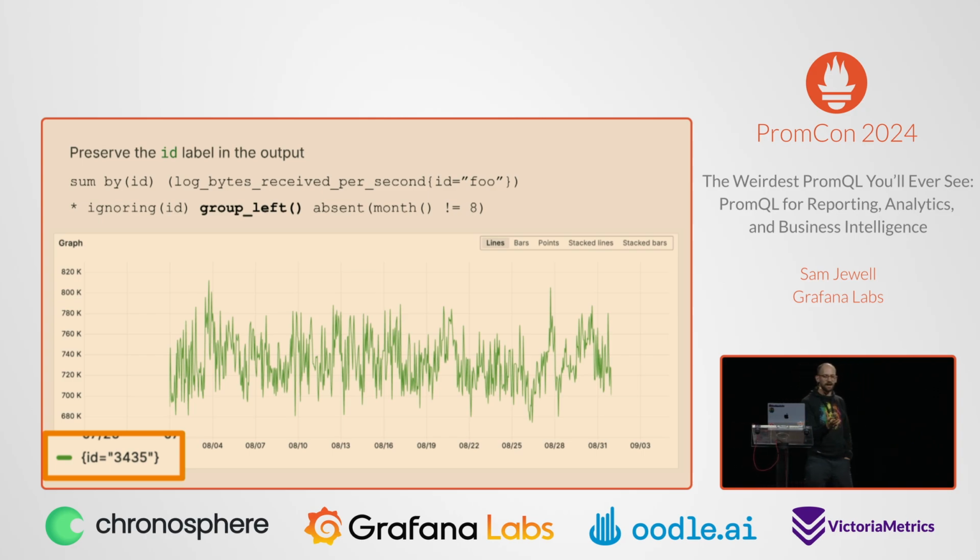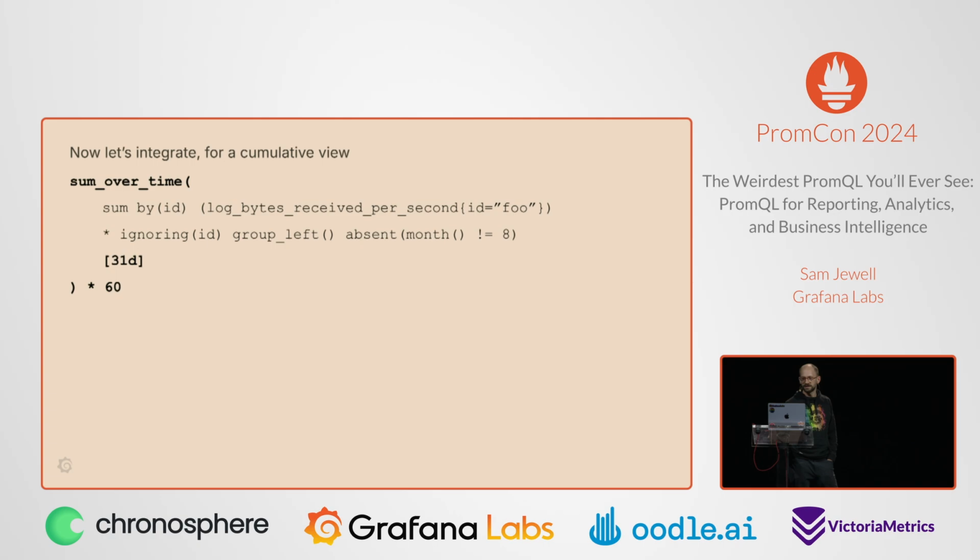OK, so this is still a rate. This is still like bytes per second. We need to integrate underneath the curve again to get this like cumulative usage and just calculate the bytes received. So we'll try and do what we did before. We'll sum over time. This time we'll use 31 days as the period. And I'm multiplying by 60 here, so this time 60 is the scrape interval, or the period between data points.